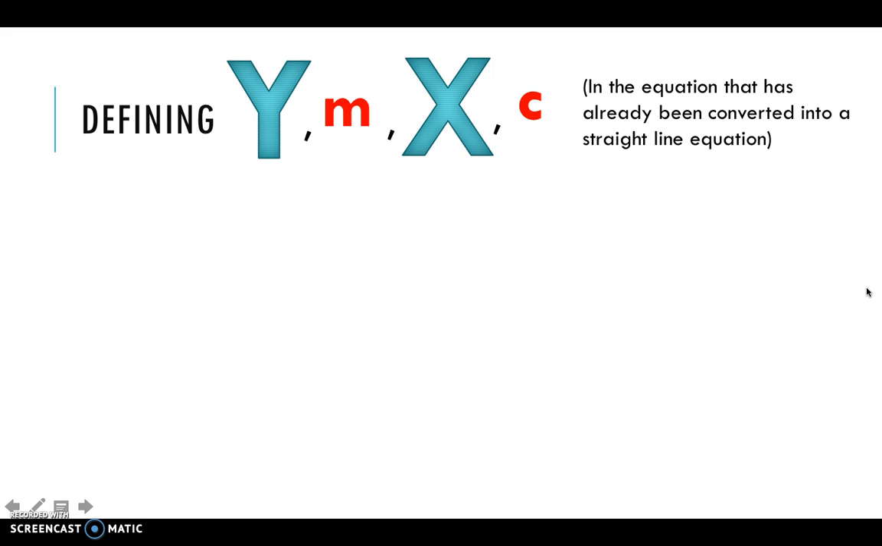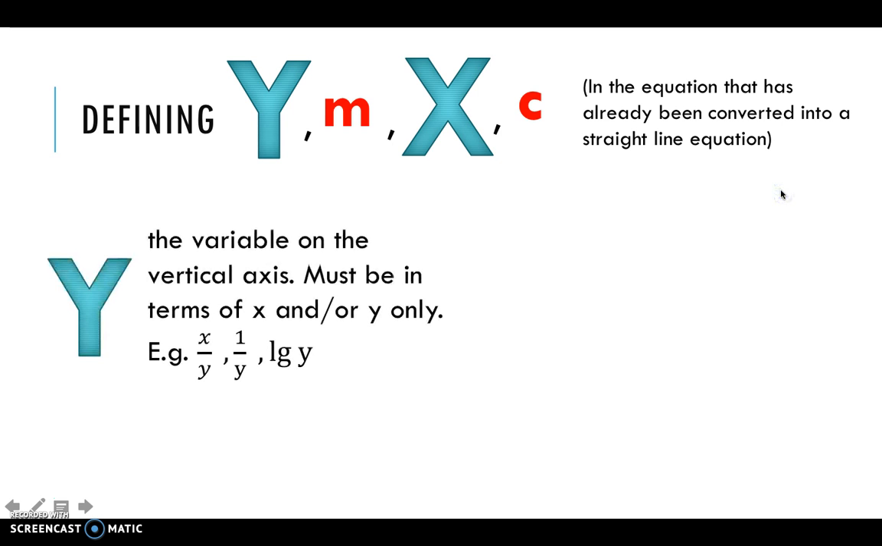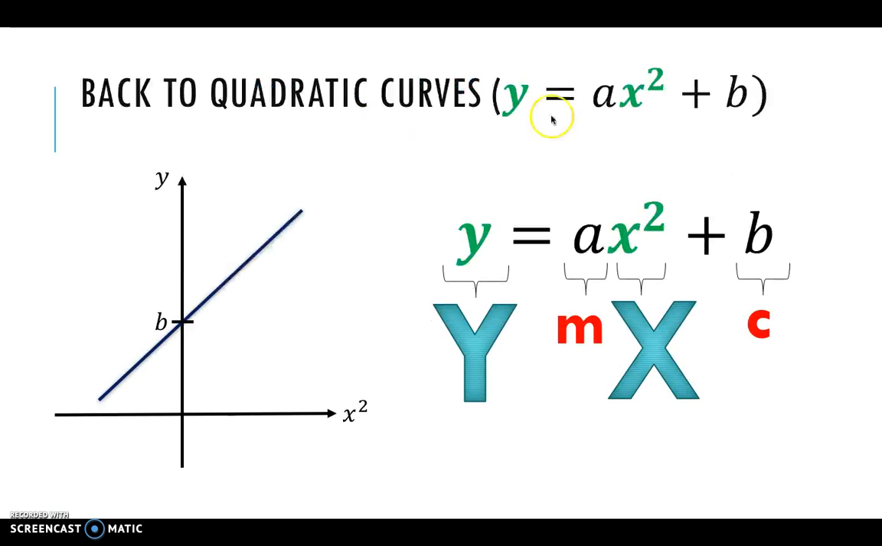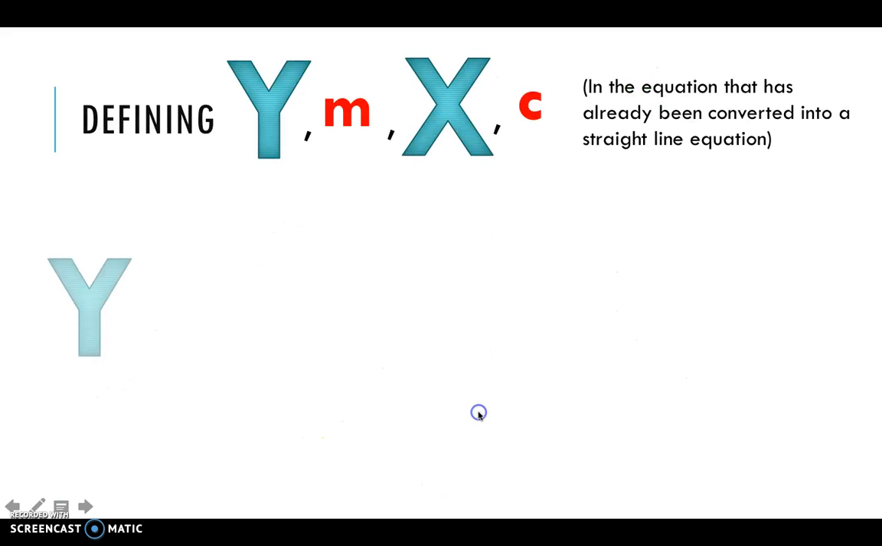Okay, so quickly, in linear law, I want to define for you what the big Y, M, big X, and C actually mean in the equation that has already been converted into a straight line equation. Y actually refers to the variable on the vertical axis. Okay, so if I go back, do you realize this big Y here actually refers to the vertical axis? And of course, you can guess then that big X actually refers to the variable on the horizontal axis.